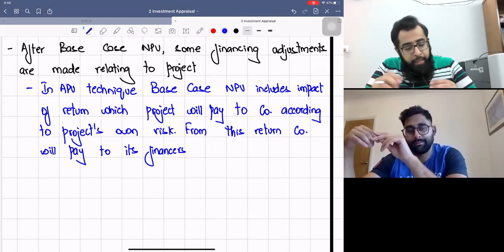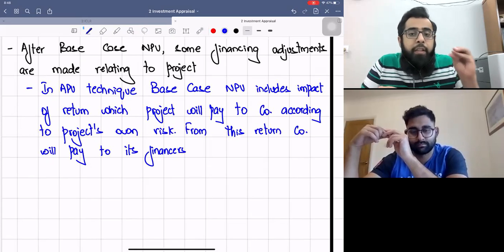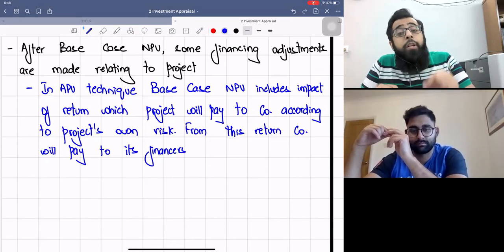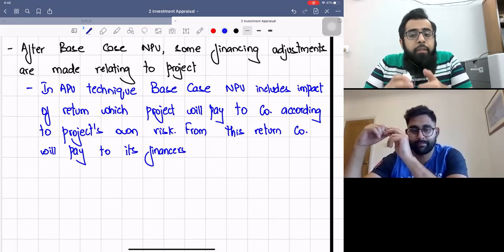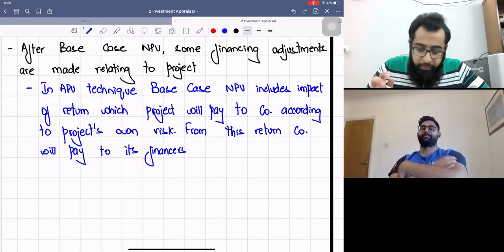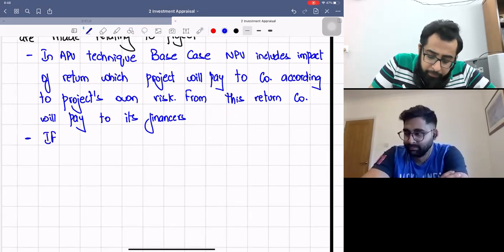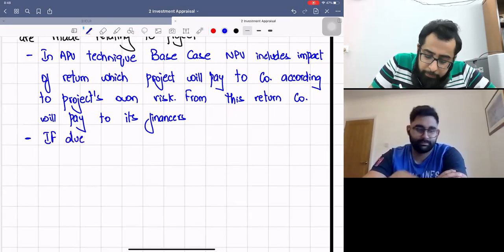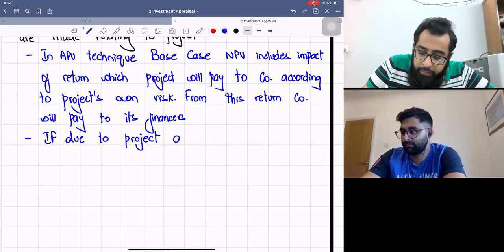Yeah, got it. Now, what the company did in base case NPV: the company charged the rate of return from the project, which is based according to the risk of that project. The company got the return. From that return, the company will pay to its financiers. Okay? Yeah. Now, number two. If due to the project, the debt capacity of the company has increased.